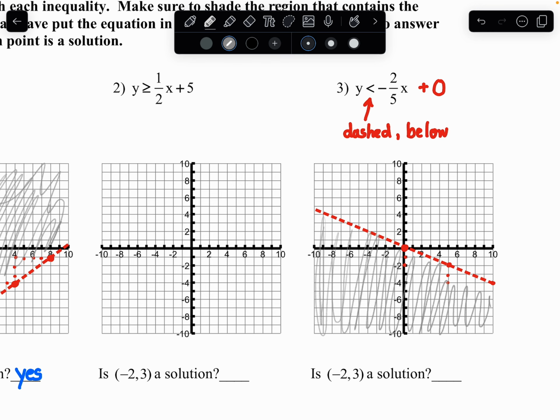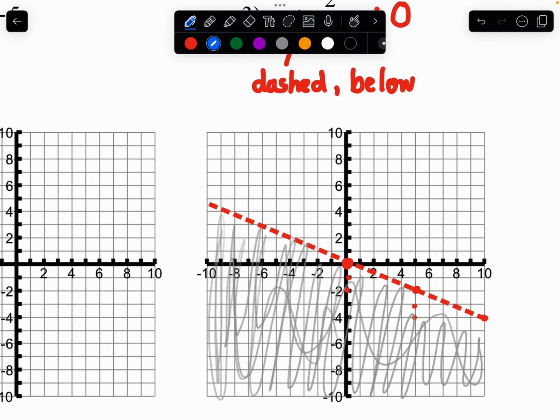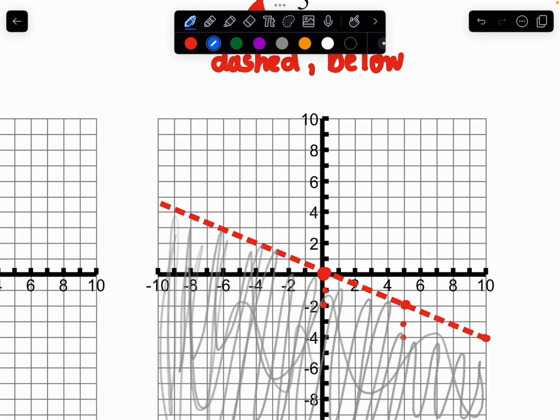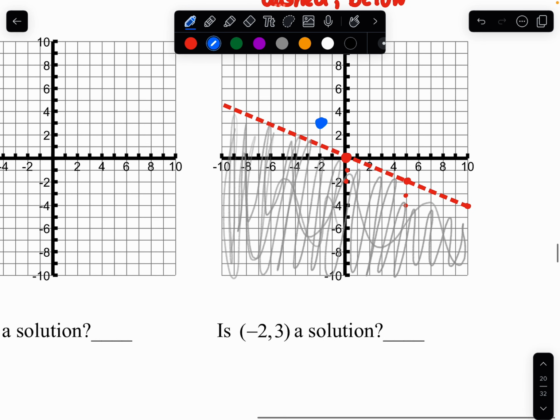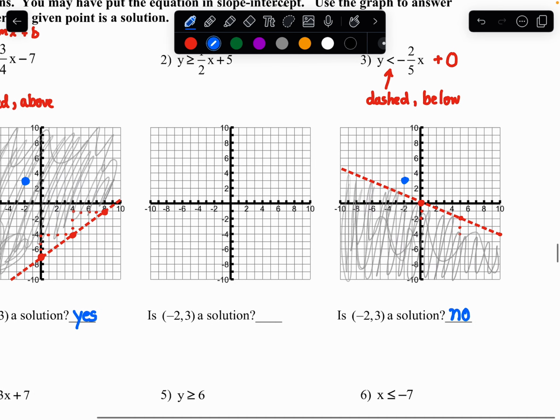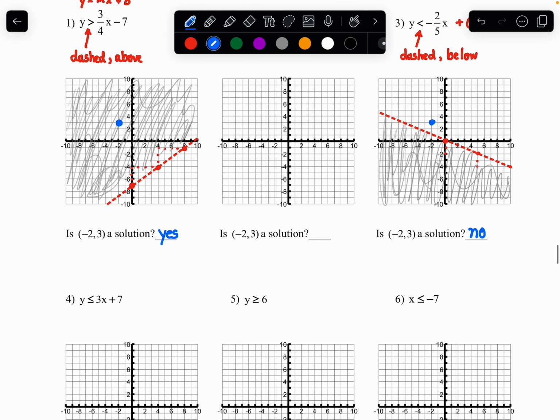Okay, so we're just going to say all of my solutions live down here. Again, look at where that blue point is. It's the same blue point, -2, 3, which is right here. That falls outside of the solution area, so we're going to say that is not a solution. So if you plug in -2, 3, it's not going to work in that equation. All right, so those are pretty straightforward.